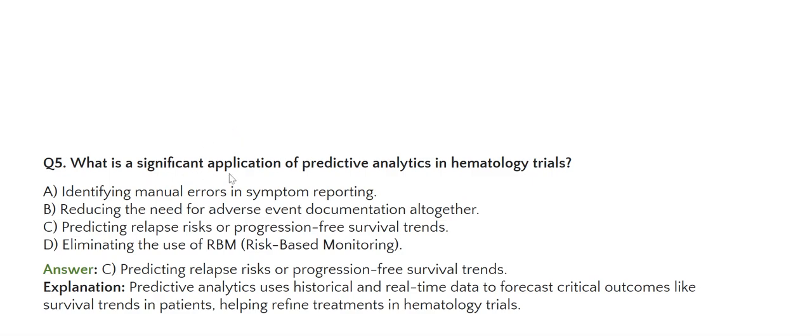What is a significant application of predictive analytics in hematology trials? A, identifying manual errors in symptom reporting. B, reducing the need for adverse event documentation altogether. C, predicting relapse risks or progression-free survival trends. Or D, eliminating the use of RBM, risk-based monitoring. It doesn't make sense to eliminate the use of RBM, nor identifying manual errors. Reducing the need for adverse event documentation altogether also doesn't make sense.